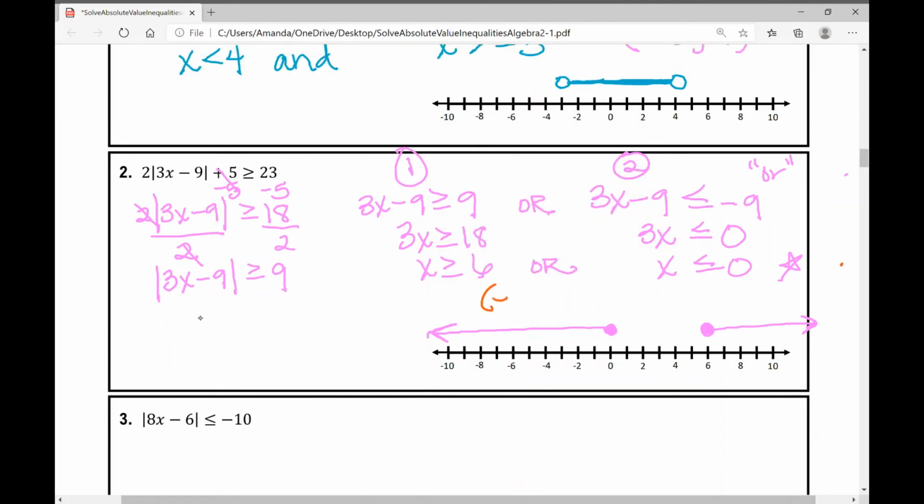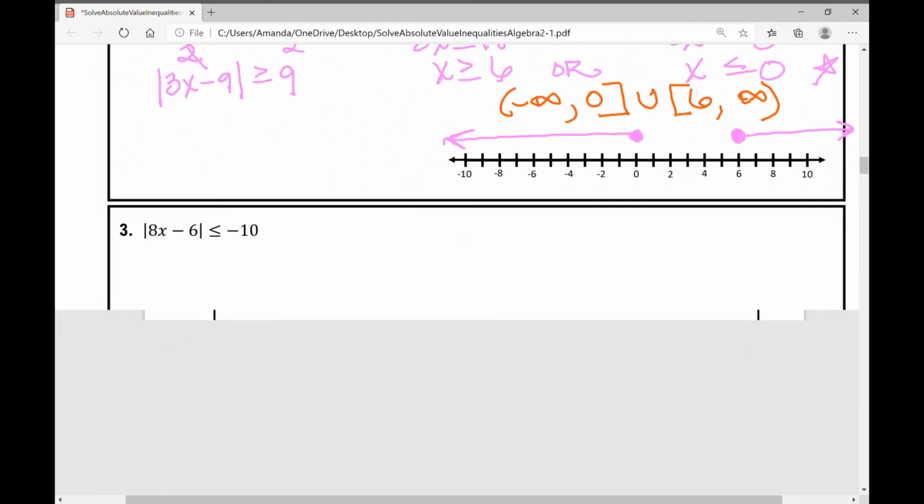From negative infinity to 0, parentheses or brackets? Brackets, or brackets 6 to infinity. You can absolutely write it like that. Let's move on to number 3.